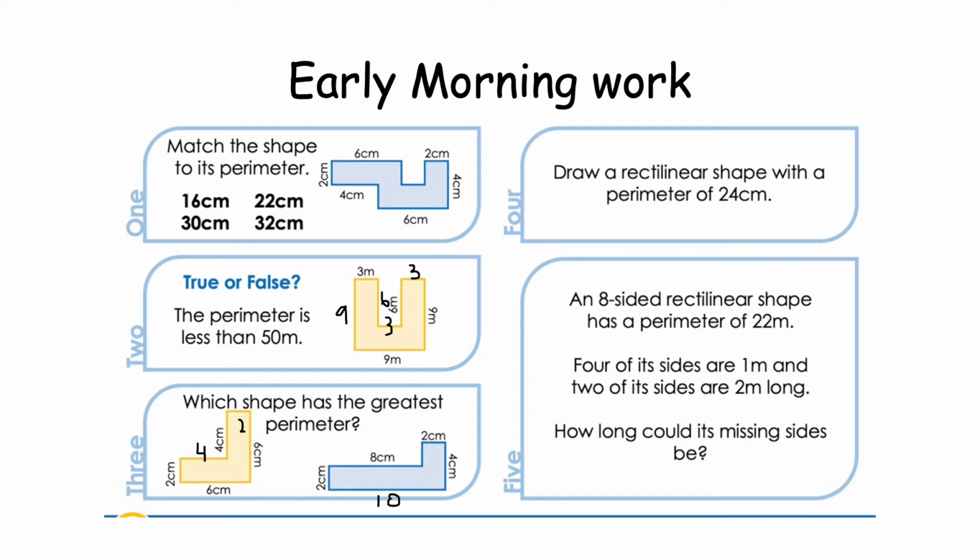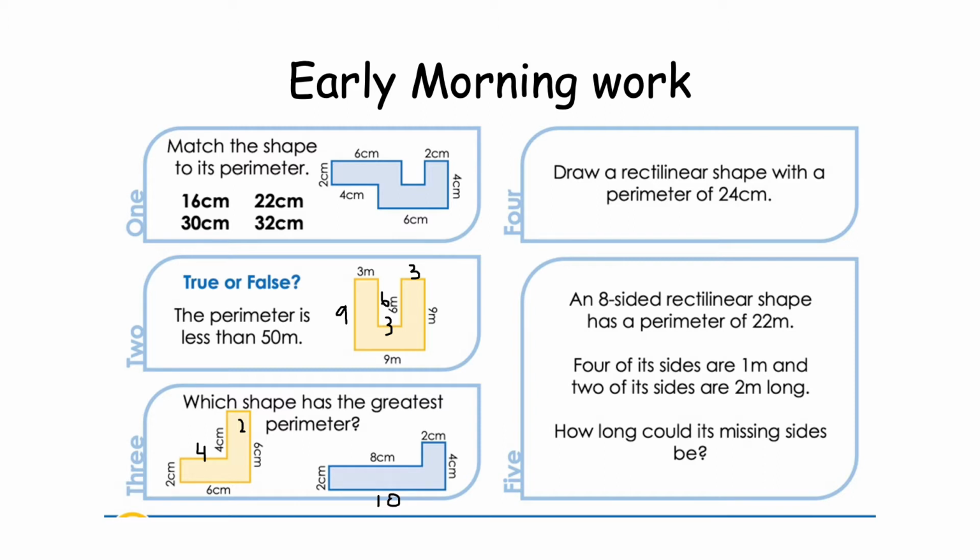Number 2, it's asking, is the perimeter less than 50 meters? Is it true or false? I got the total perimeter as 48 meters, so that statement is true. Number 3, which shape has the greatest perimeter? Shape A, the yellow one, I got a perimeter of 24 centimeters, and shape B, the blue one, I got a perimeter of 26 centimeters. So the blue one, shape B, has the greatest perimeter.